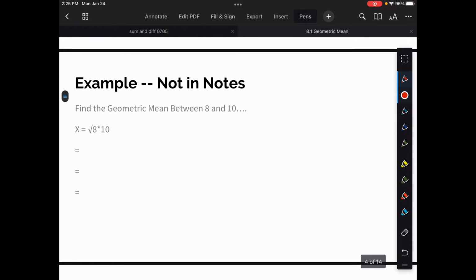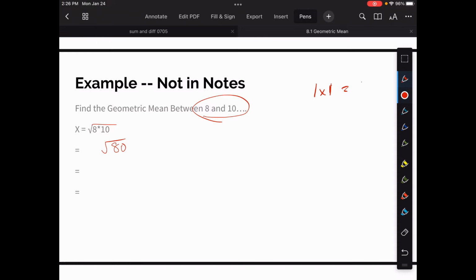This one's not in your notes, but I wanted to show you an example here before your example. If you found the geometric mean of 8 and 10, that would be the same thing as the square root of 80. Okay, and this is what I want to show you: with radicals, you want to always take out the perfect square. So if you think about what a perfect square is, it's anything multiplied by itself will give you a perfect square.